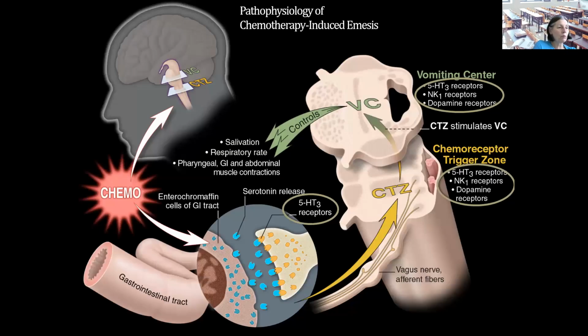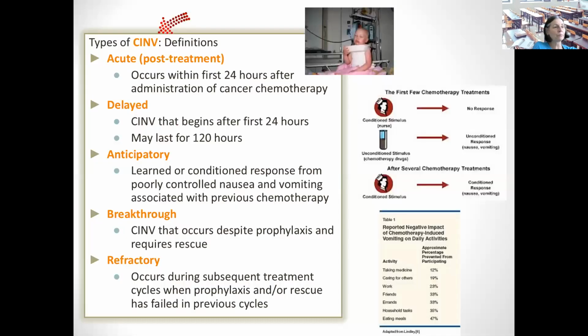So, here's what I was just talking about. So we give chemo, and it causes pharyngeal, GI, abdominal muscle contractions, and enterochromaffin cells of the GI tract release serotonin. And the serotonin travels to the neurons, and it goes to the brain to the 5-HT3 serotonin receptors, and they trigger the vomiting center in our brain and the chemoreceptor trigger zone, and it causes massive emesis, ongoing persistent emesis.